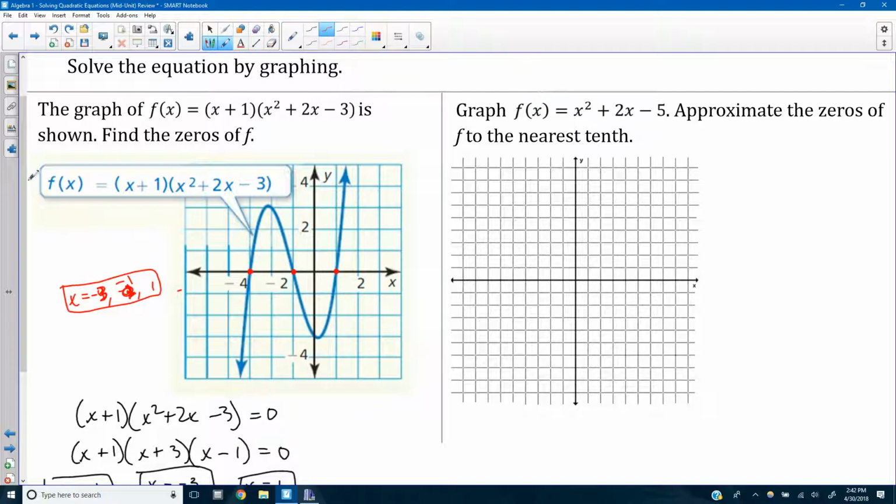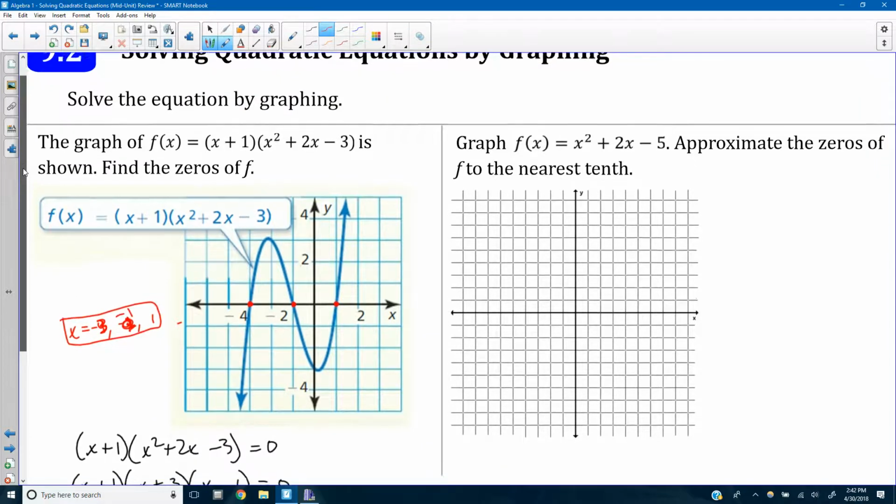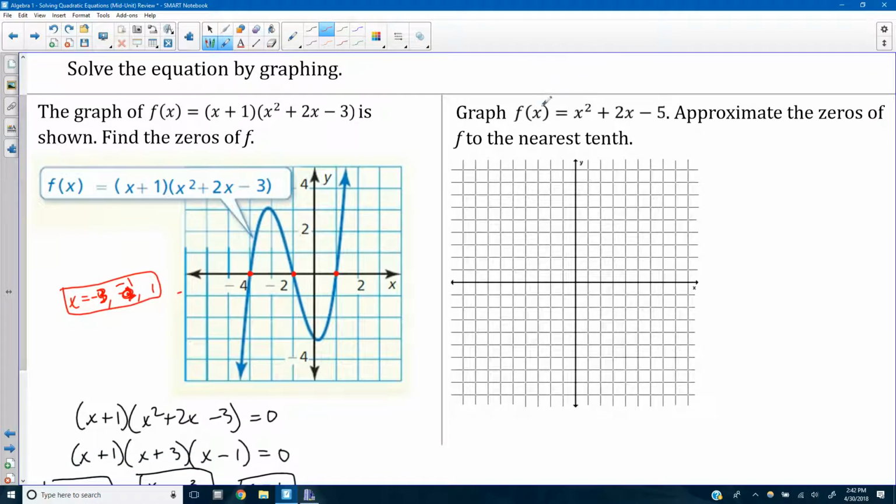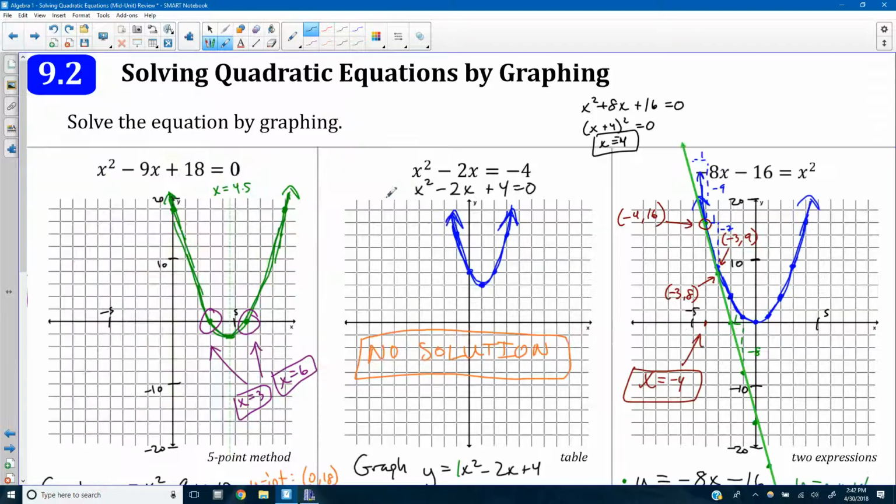Okay, this last graphing problem here, let's graph this function. Remember, this does mean y equals. Let's approximate the zeros of f to the nearest tenth. That can probably tell you right now 2 things. Number 1, this is not factorable. Number 2, if they're asking us to approximate zeros, that means there must be some zeros, which means there are solutions. So this was the case where I said, just because something's not factorable doesn't mean it's no solution. But if something's no solution, it means it's not factorable.